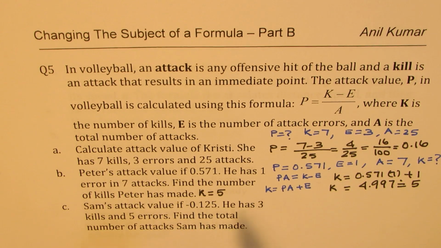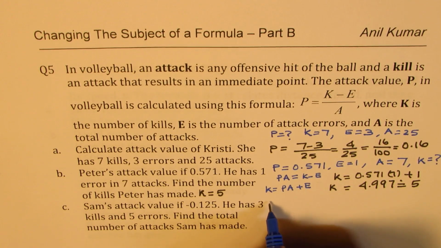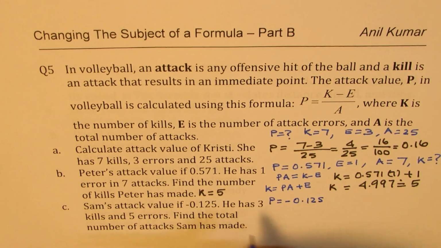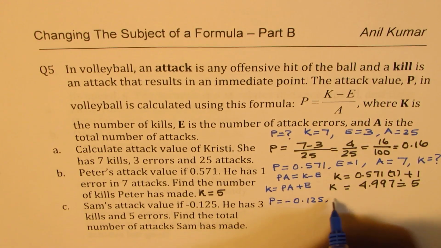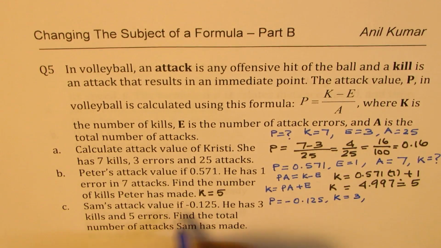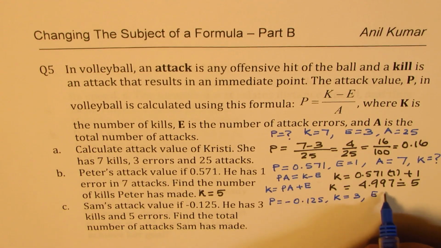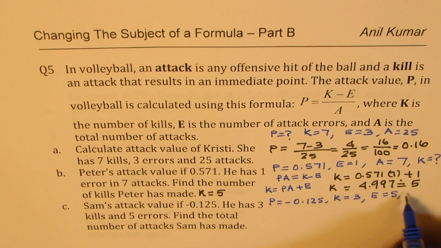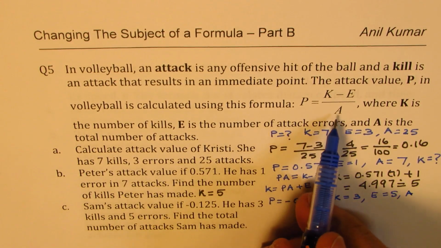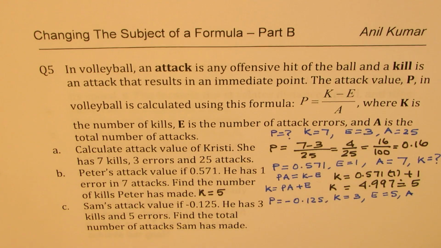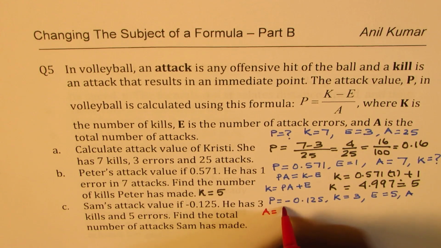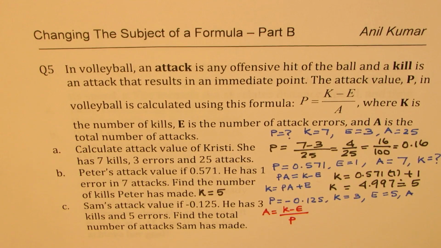Sam's attack value is minus something. So this time we have the value of P, which is negative 0.125. He has 3 kills. We are given kills also, which is 3. And errors is 5 errors. Find the total number of attacks. So we need to find A this time. To find A, we'll actually cross multiply. Correct? So we'll cross multiply and write A as equal to K minus E divided by P. Correct? So that is better.